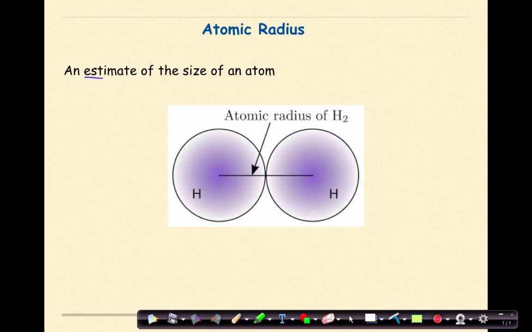Atomic radius is an estimate of the size of an atom, where if we look at this model right here, atomic radius is from the center of the atom to the outermost valence electrons. That is the atomic radius of a single atom.